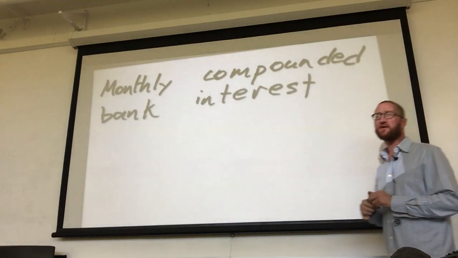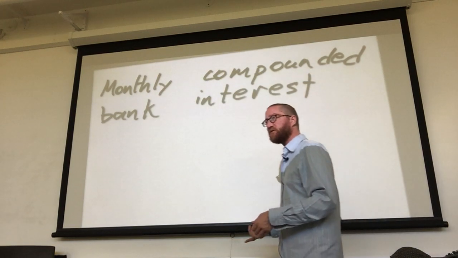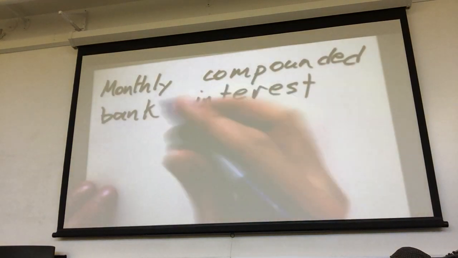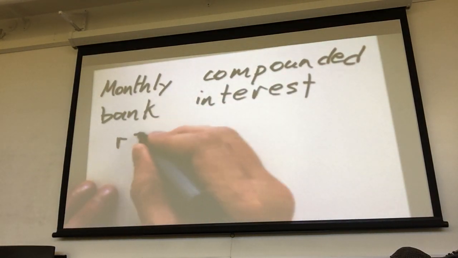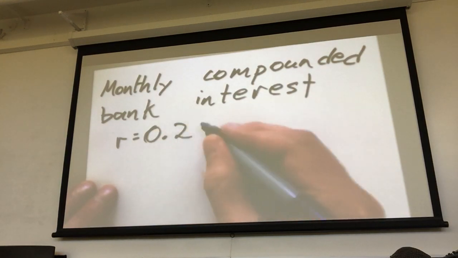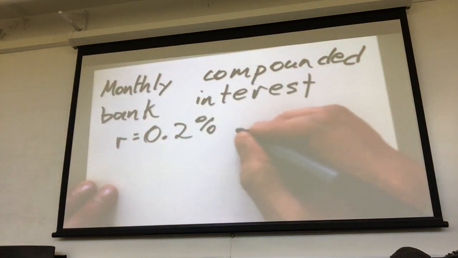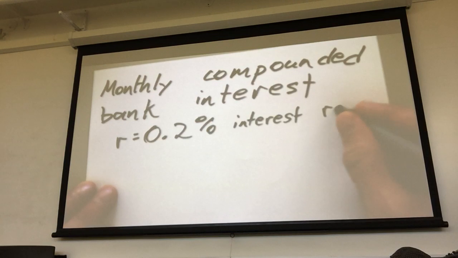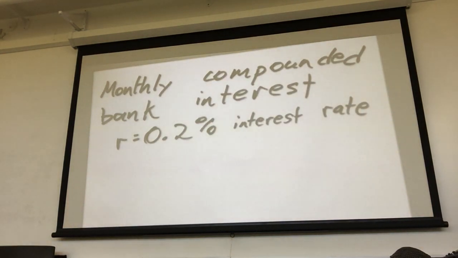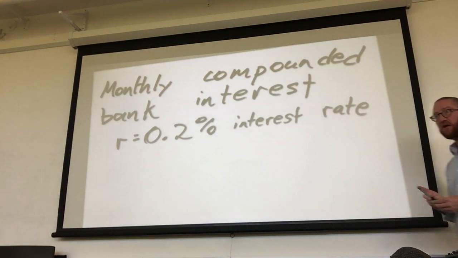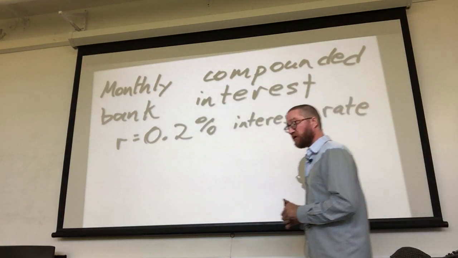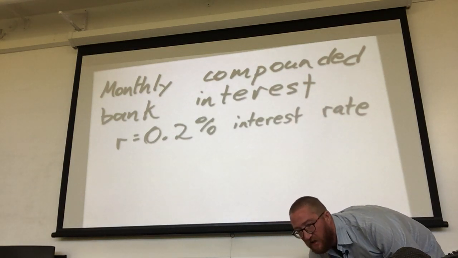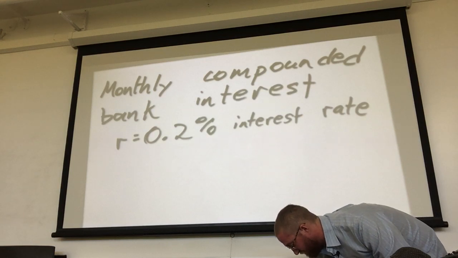Let's give this bank account, well, let's call it a savings account, and let's give it an interest rate. Okay? So if I say that the interest rate is going to be 0.2% interest rate. Okay. Now, this type of interest rate is not that uncommon. Honestly, my savings account, I have a 0.25% interest rate. Okay. Now, let's look at what is actually happening.